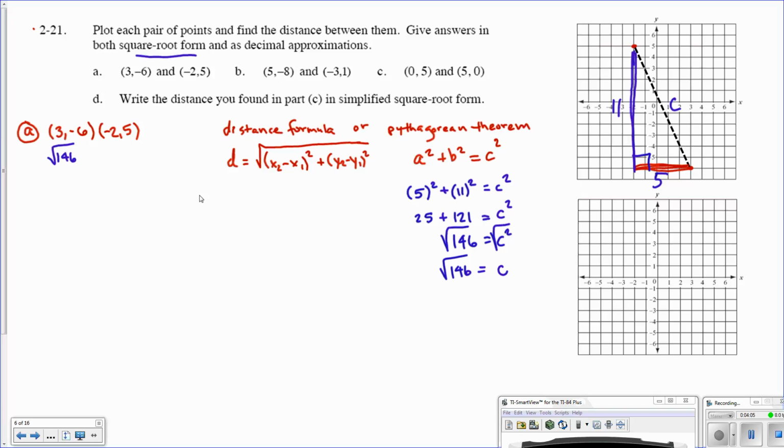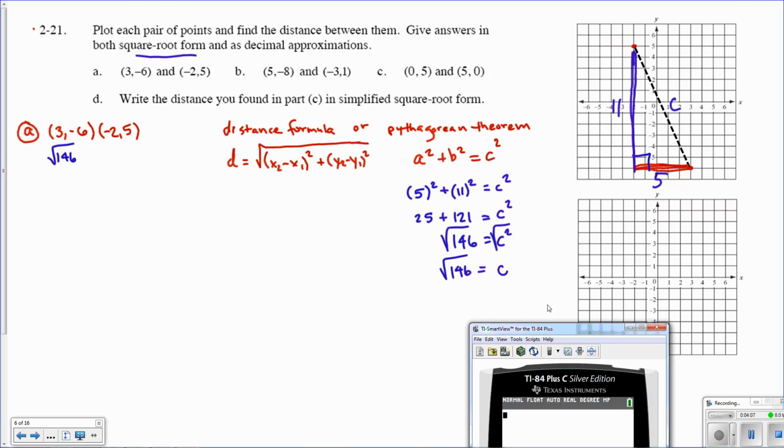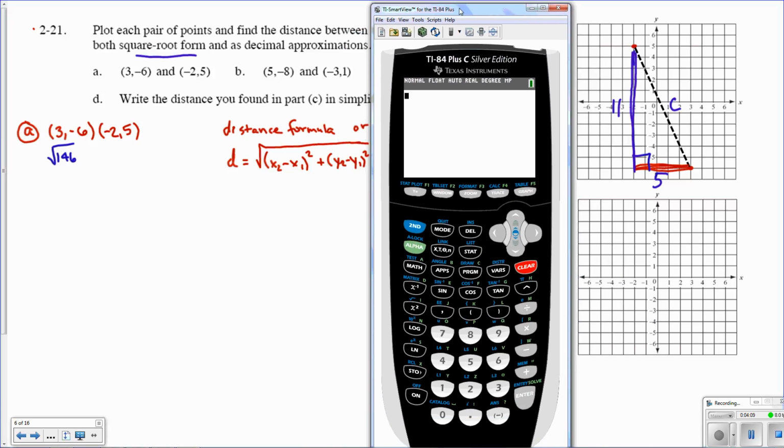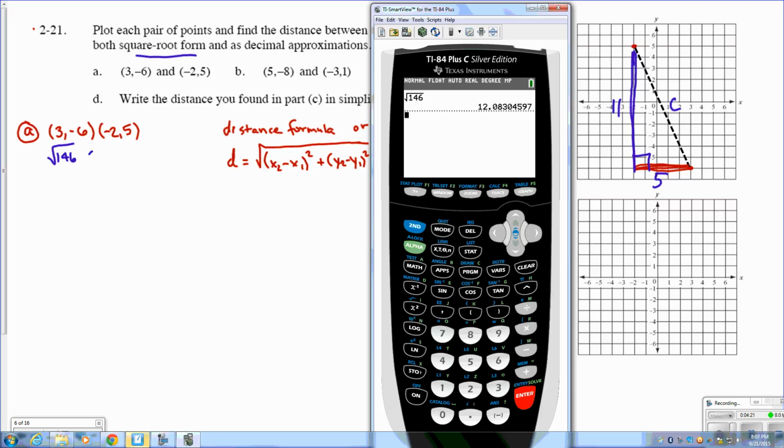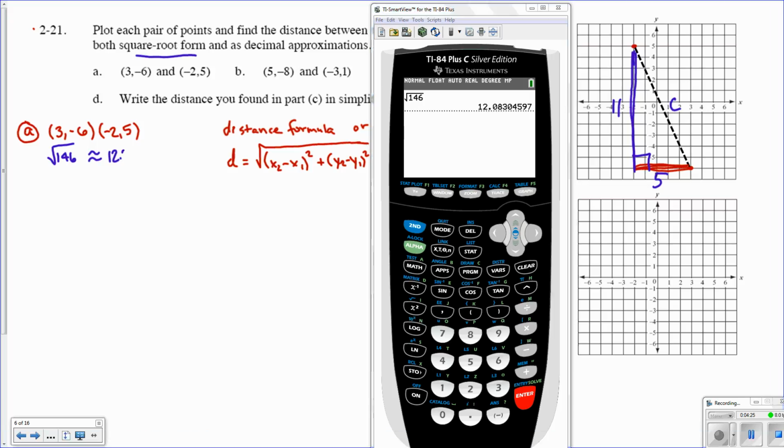Okay, so we have right now the square root of 146. Now, if we want to come up with our decimal approximation, just pull out your calculator and do second square root 146. Enter. We get about 12.08. So we'll put that in. That's approximately 12.08.